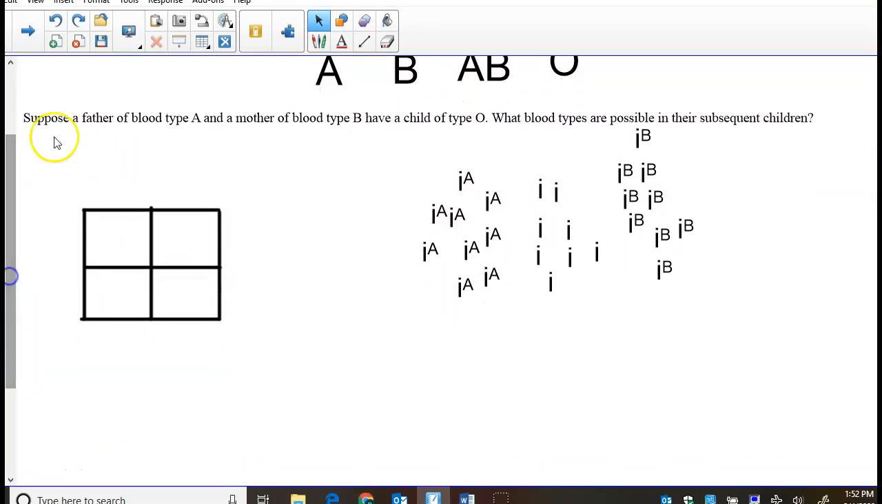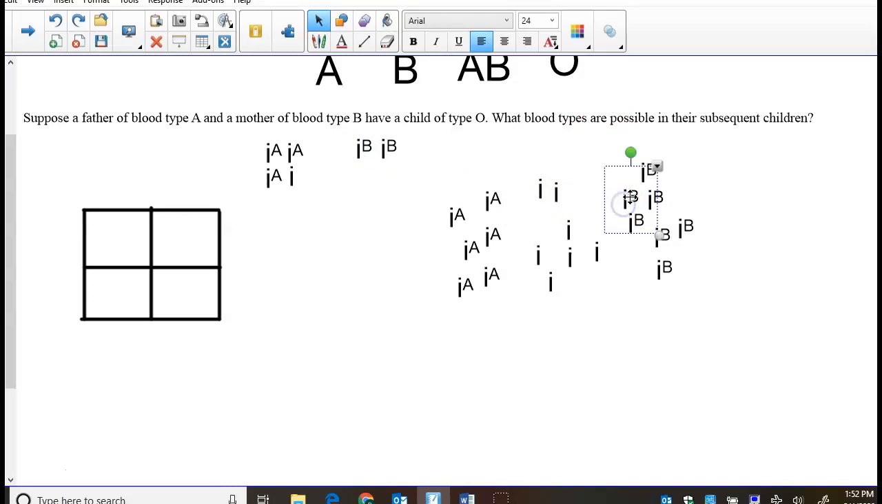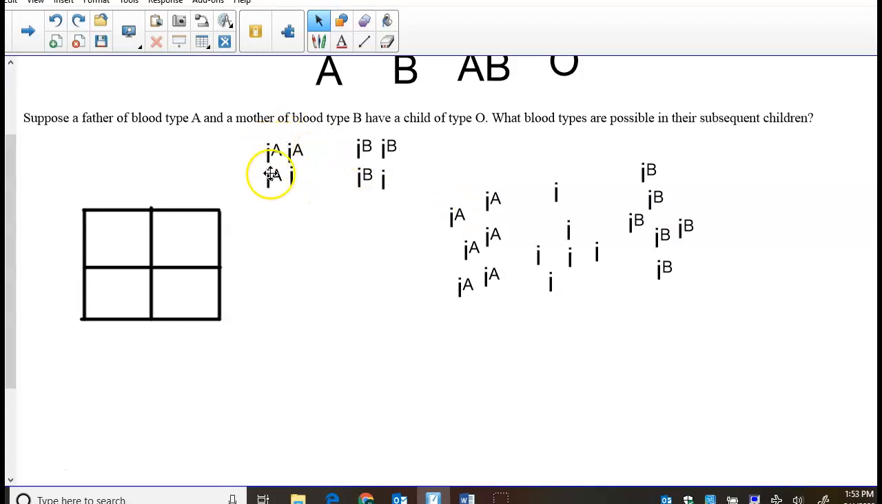Okay, so I have a father with A-type blood and a mother with B-type blood, and they have a child with O-type blood. So let's go with first the father. The father's A-type blood, which means he could be IAIA or IAi. And then I have a mother who has B-type blood, so she could be IBIB or IBi. Now, here's why this problem is a little bit difficult. How do you know which one it is? Because both of them could give you A.